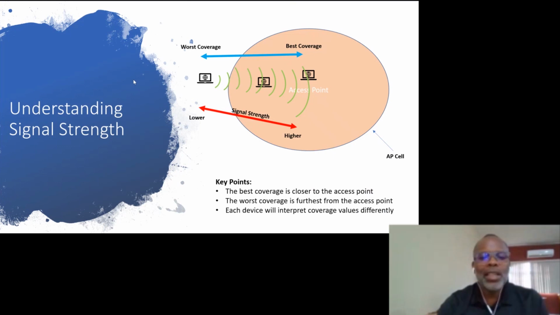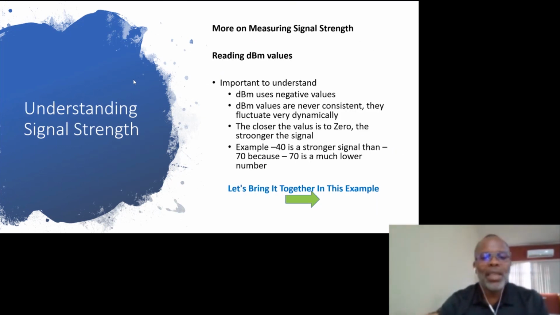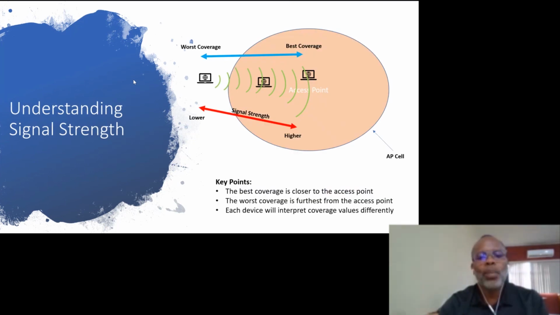So using this example of dBm, if we go back to this diagram, the closer you are to the access point, you may be getting values like -40, -50, -35, and so on. And the further out, you're going to start to get values like -67, -70, and so on. All right? Remember, each device will interpret coverage differently.